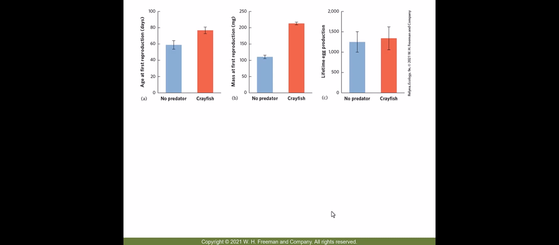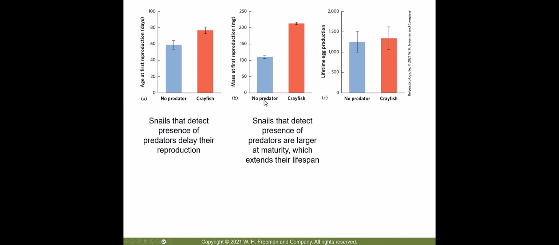The first one looks at the age at first reproduction. So at what age do they start reproducing? And snails that detect presence of predators delay their reproduction. They start reproducing a little bit later when they detect presence of that predator. In the second graph, it shows us that the snails that detect the presence of the predator will mature at a larger size. Their mass at first reproduction is bigger, so they're growing a little bit longer. That's why this is delayed here. And then they're also getting bigger. And this also extends their overall lifespan.